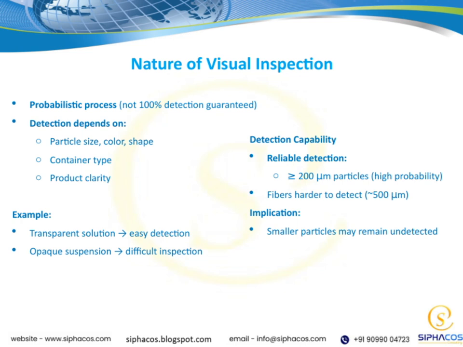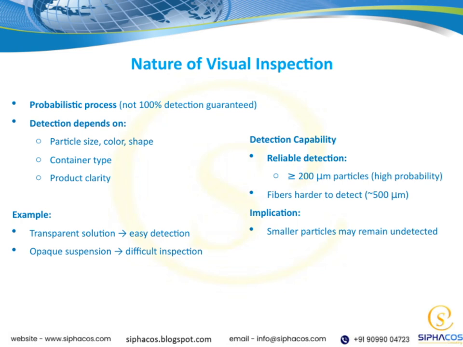The type of container also plays a role, as some containers make inspection more challenging than others. Additionally, the clarity of the product itself can influence how easily defects or particles can be seen. For instance, a transparent solution makes detection much simpler because you can see through it clearly. On the other hand, an opaque suspension can make inspection more difficult because visibility is limited.